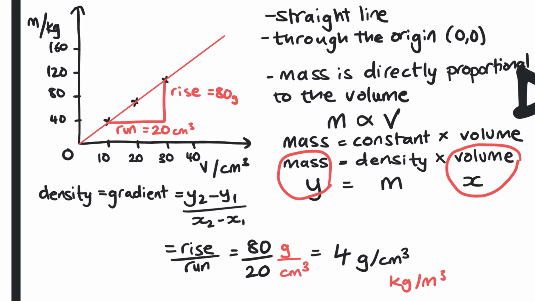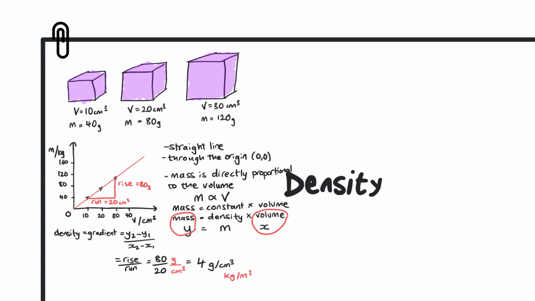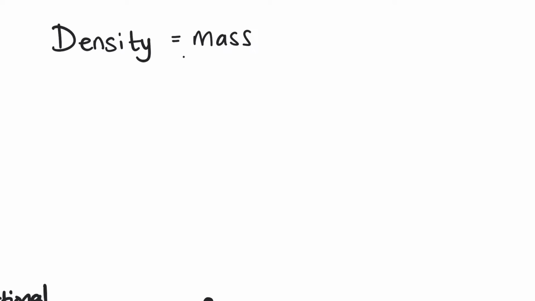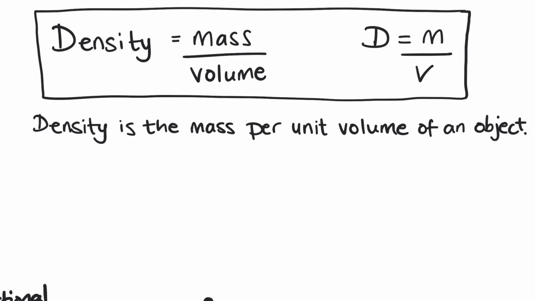Now we'll take a closer look at this equation. We have discovered the relationship between mass and volume to give us mass is equal to density times volume. However, that isn't normally how we would come across this equation. Usually we would remember it as density is equal to mass divided by volume. So density can be defined as the mass per unit volume of an object. Density is mass over volume.